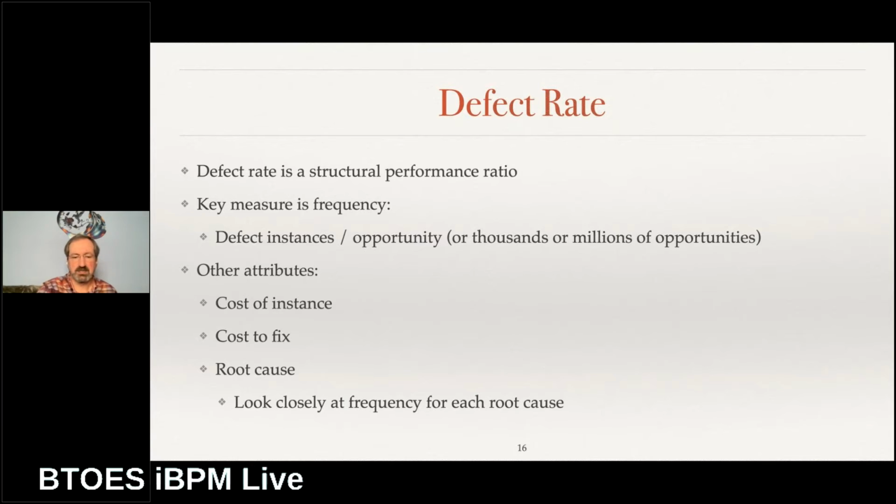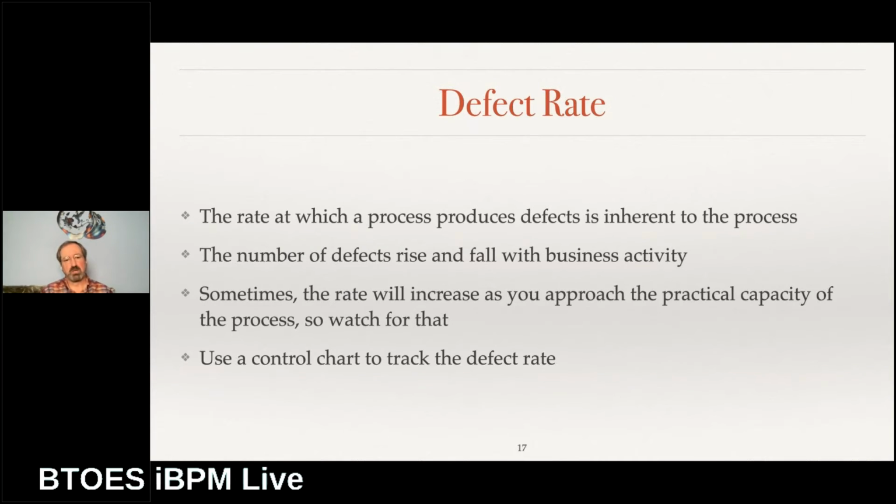The defects tell you a lot about your process. We never would have discovered that problem if it hadn't been for the defect rate. The number of defects that occur will rise and fall with business activity. So that's an operational measure. The rate, which is per opportunity, is fixed by the process itself.